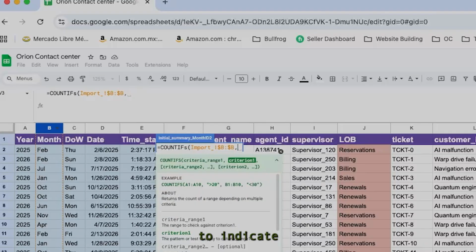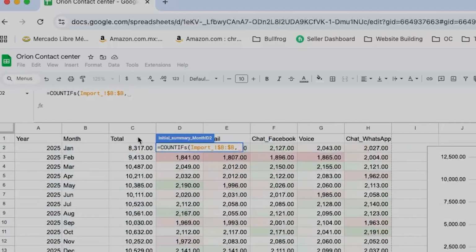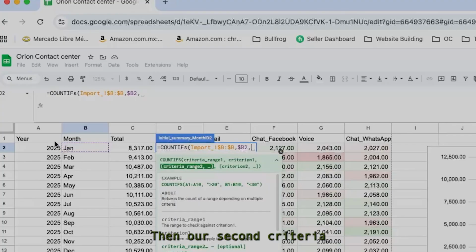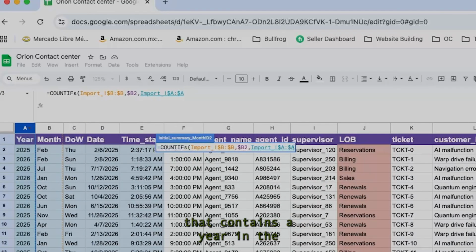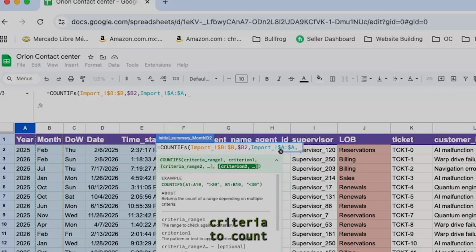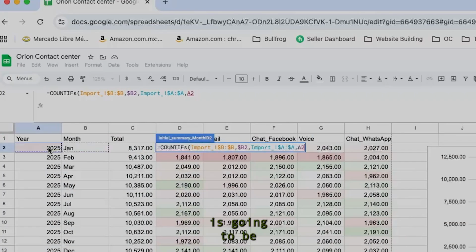We are going to indicate the criteria, which is the month of January. Then our second criteria is the year. So let's select the column that contains the year, and the criteria to count is, of course, the year. And check how I am fixing the cells. We are fixing the cells here because when we scroll the formula to the right, these references do not move.